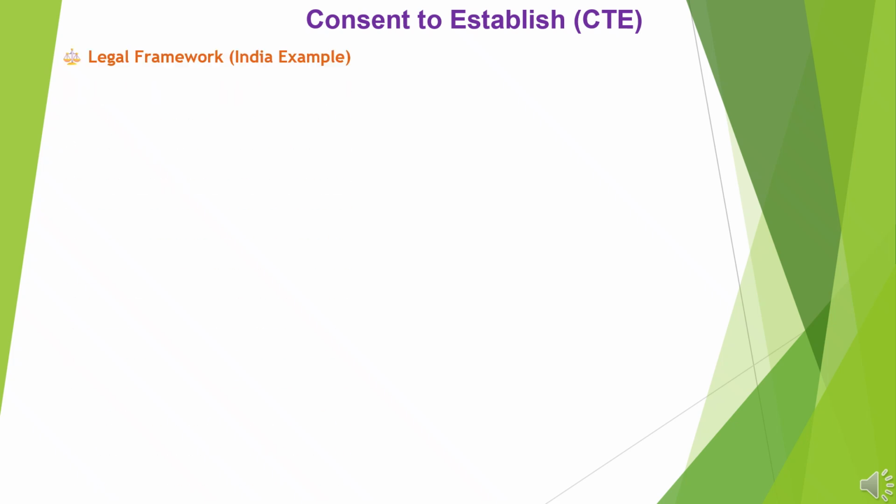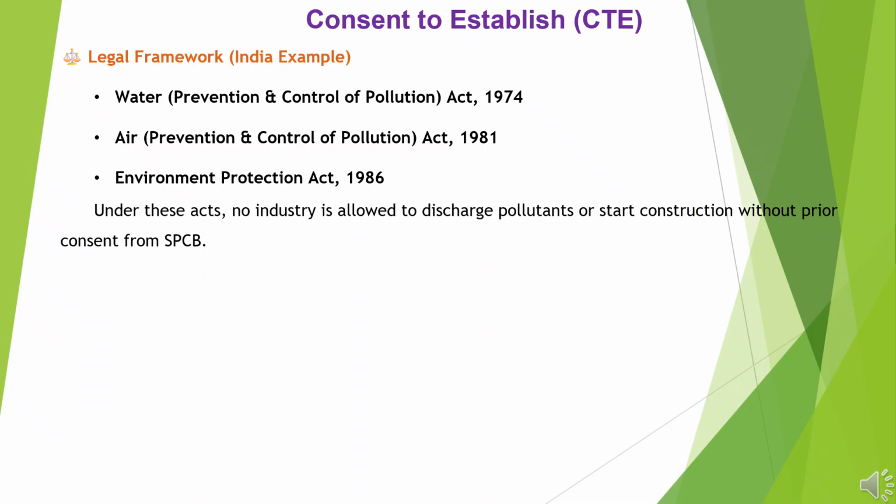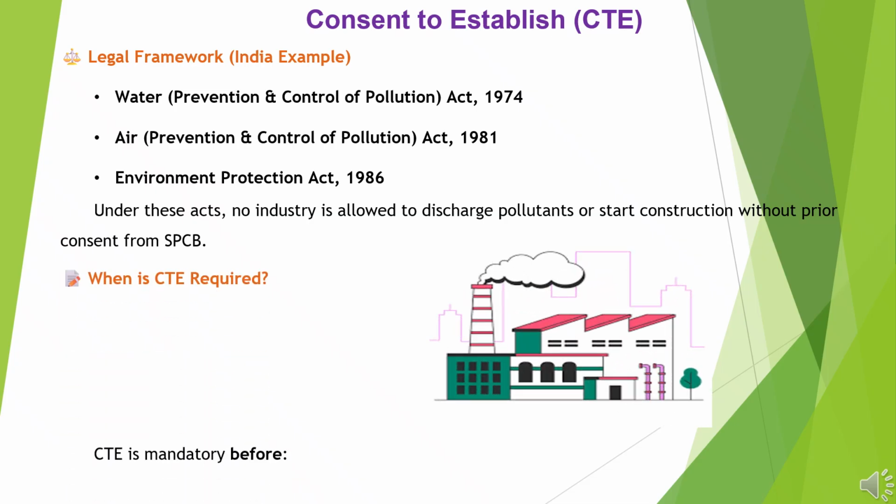Legal framework, India example. Water, Prevention and Control of Pollution, Act, 1974. Air, Prevention and Control of Pollution, Act, 1981. Environment Protection Act, 1986. Under these acts, no industry is allowed to discharge pollutants or start construction without prior consent from SPCB.